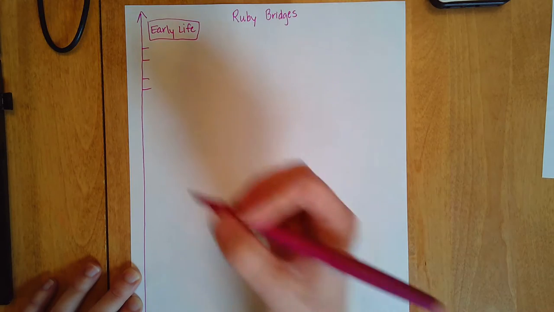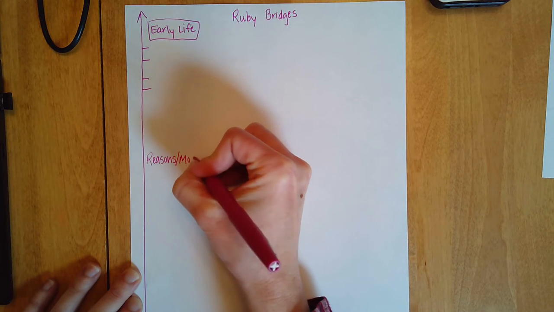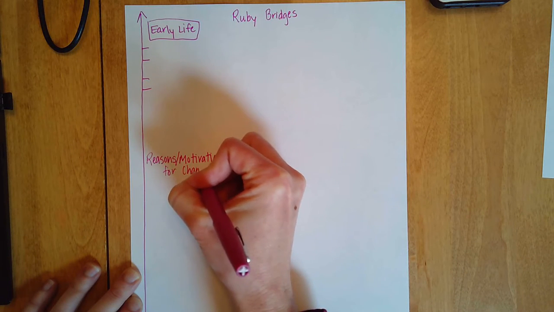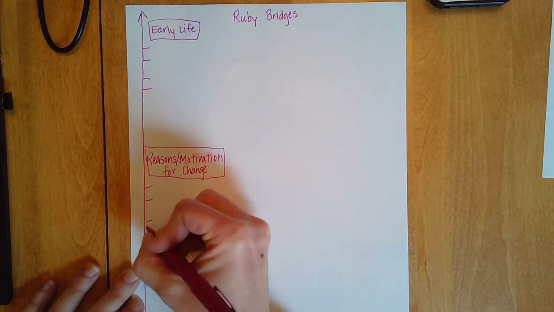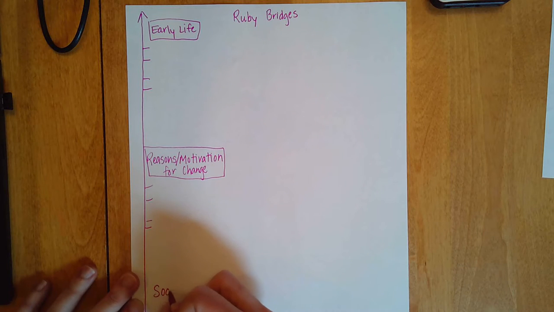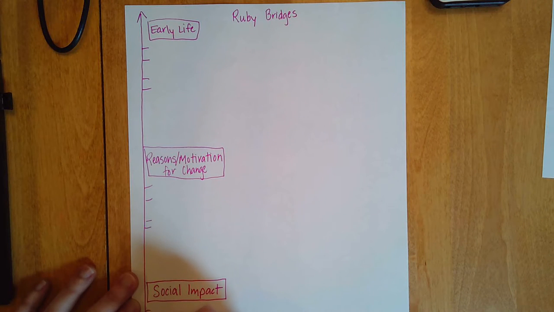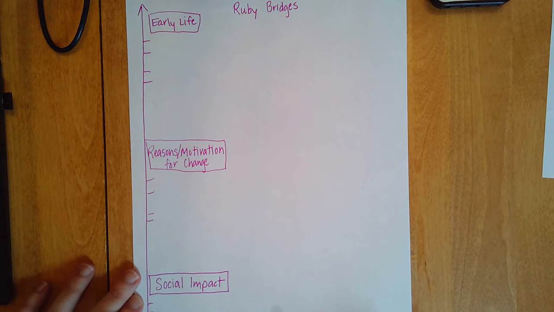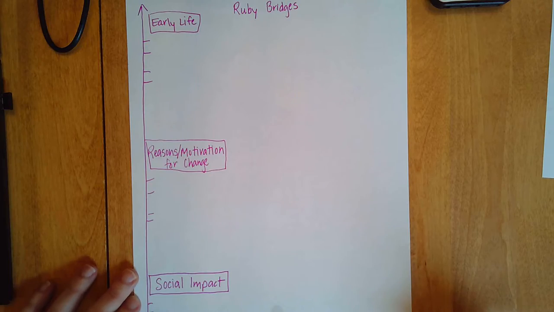And then I would think about her reasons or motivation for change, and add some events in here. And then the social impact. So that means, because of what she did, what happened around her and in our country. So that would be an example of a timeline. And you would go into your resources or books on Epic and add things into these three different areas. And we practiced that a couple weeks ago.